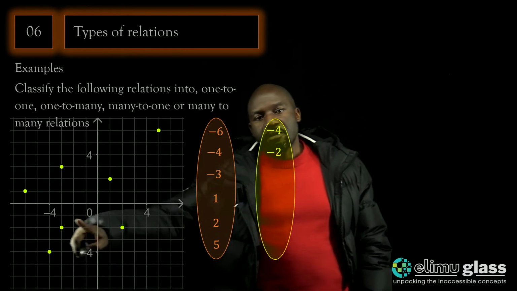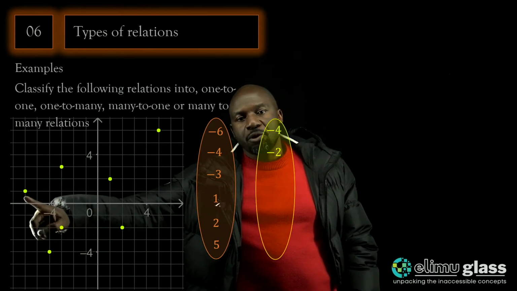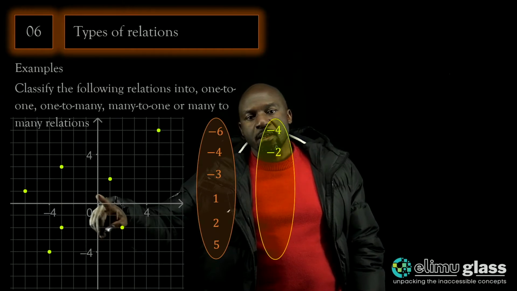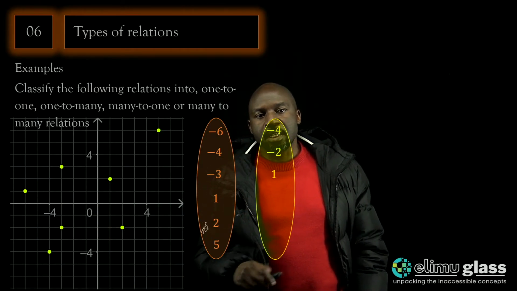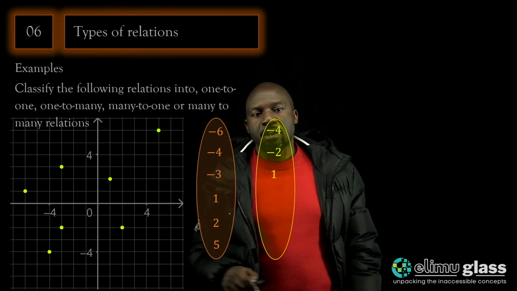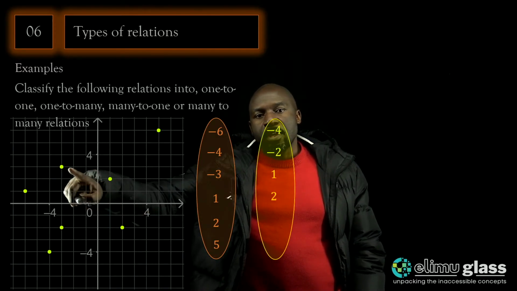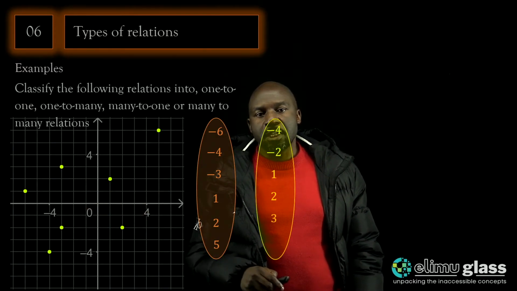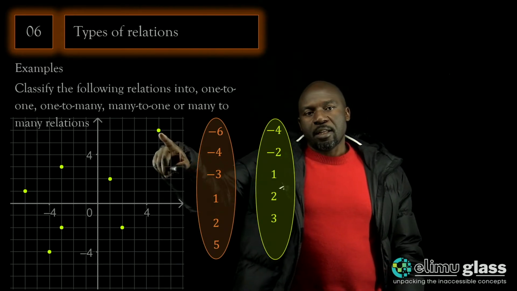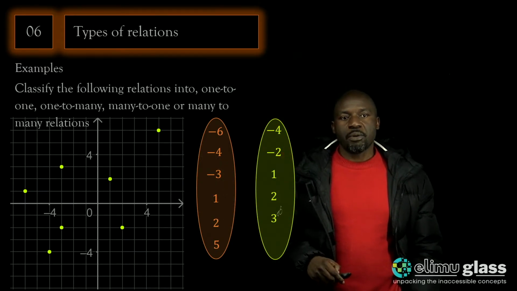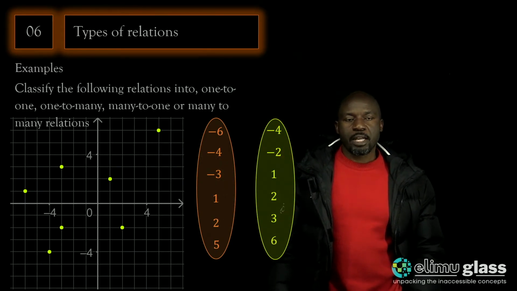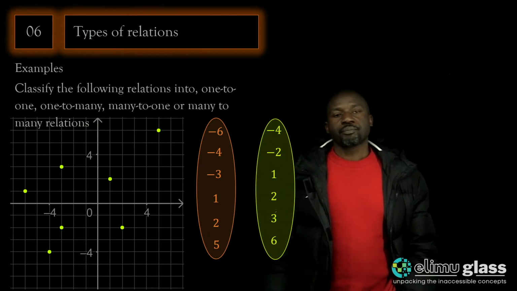And then we have the next one going up. The next one should be this one, which is at 1. Okay, the y value is 1. Then we have this one here, the y value is 2. Then we have that one, the y value is 3, followed by the last one there where the y value is 6. Okay, and now we draw the mapping.